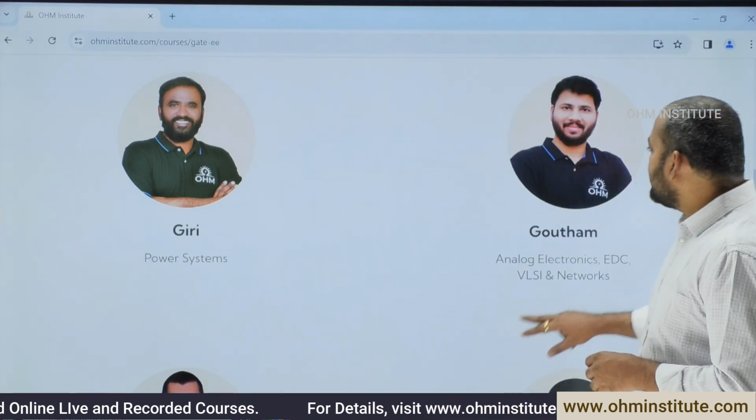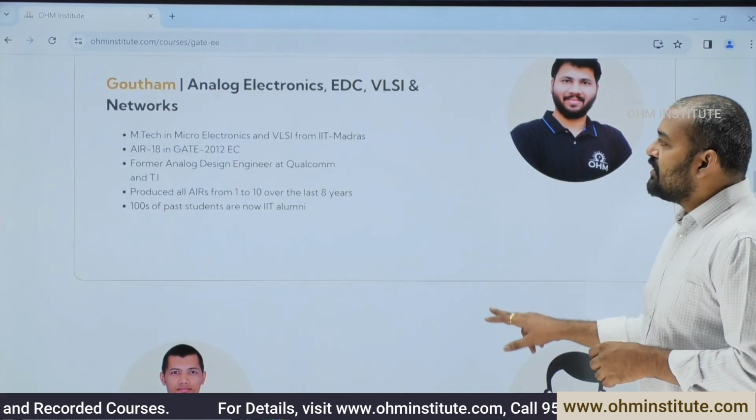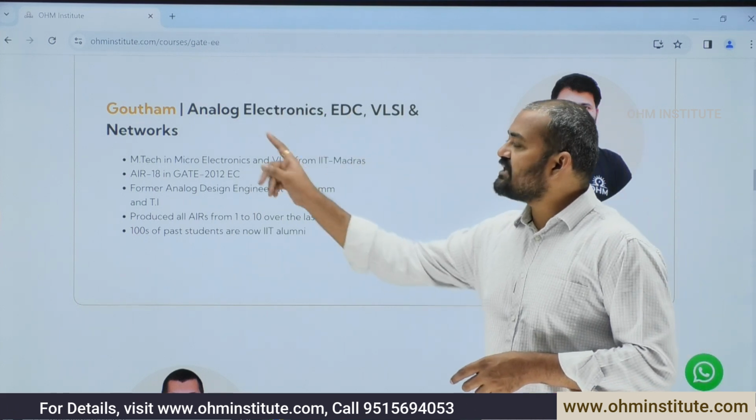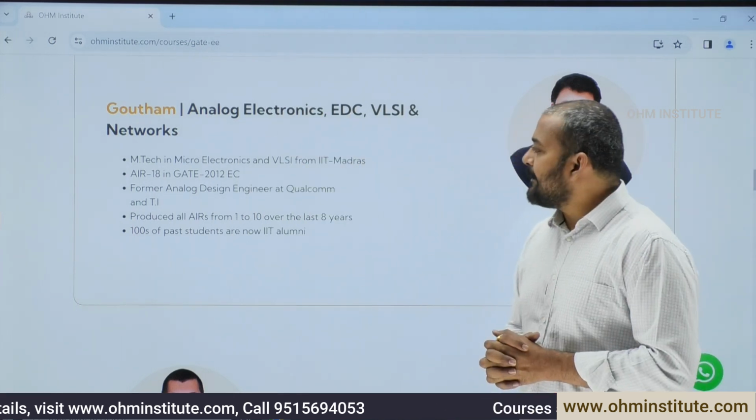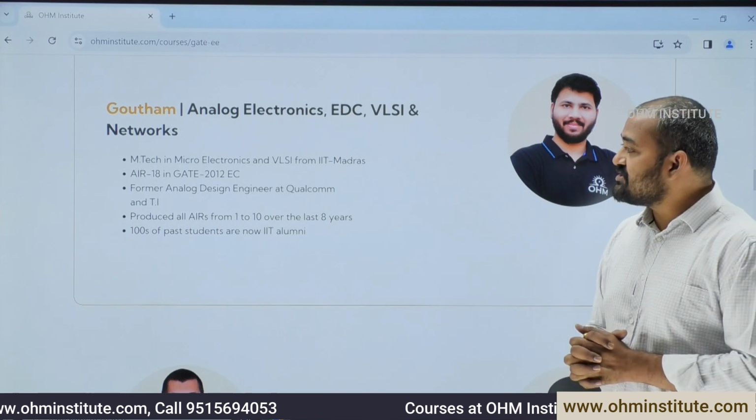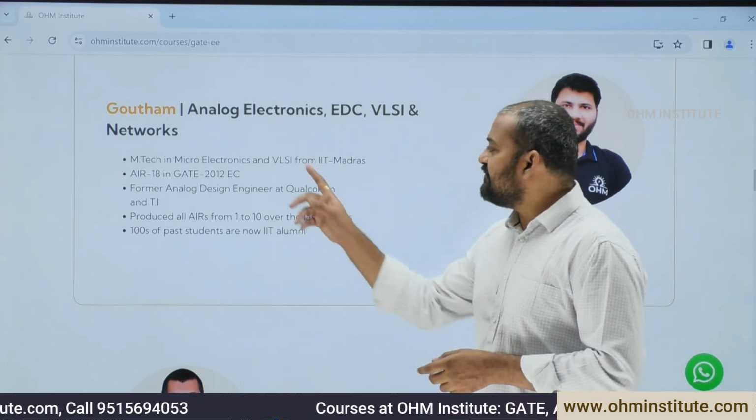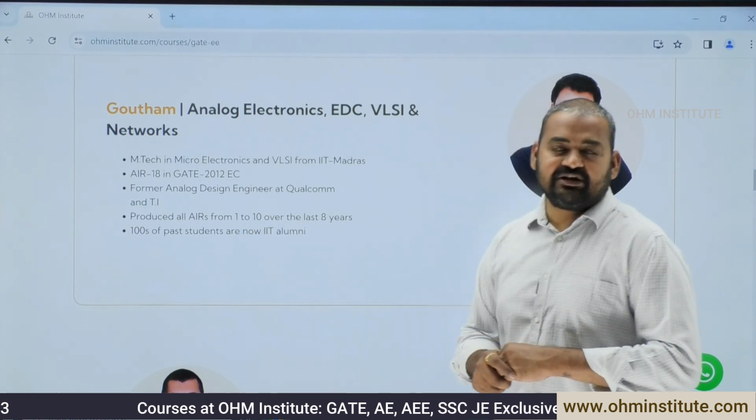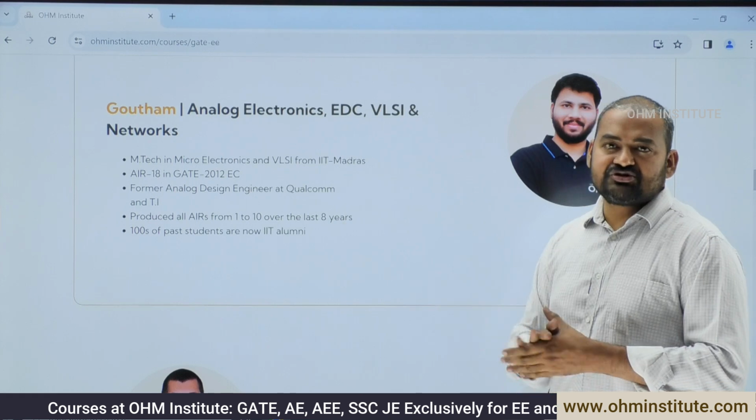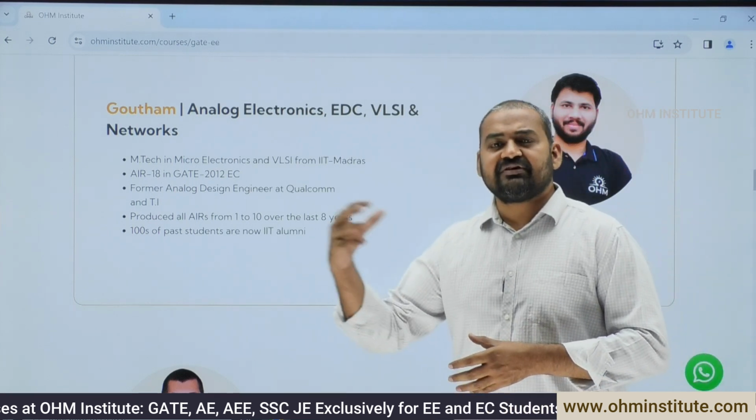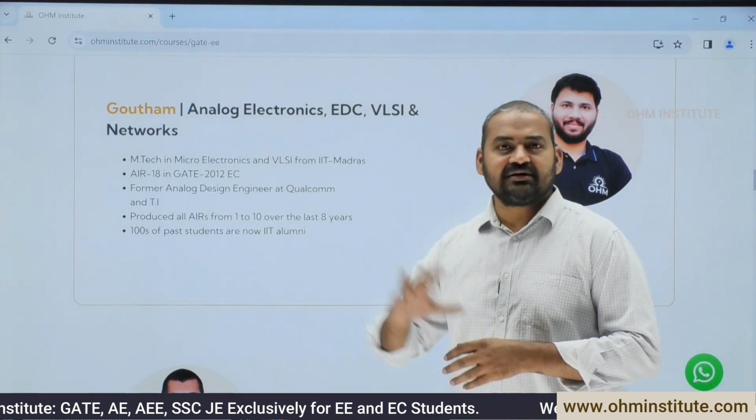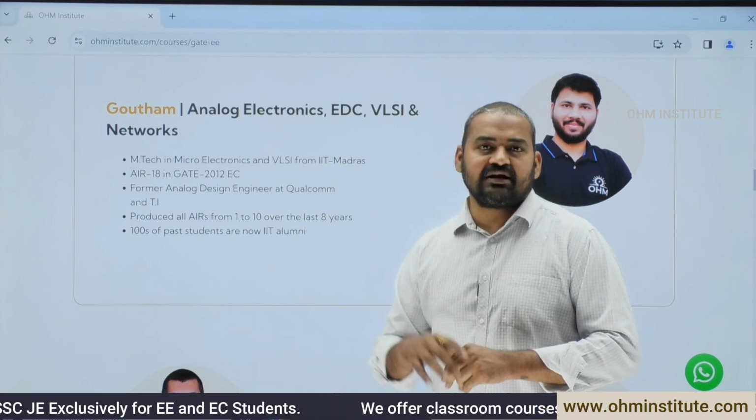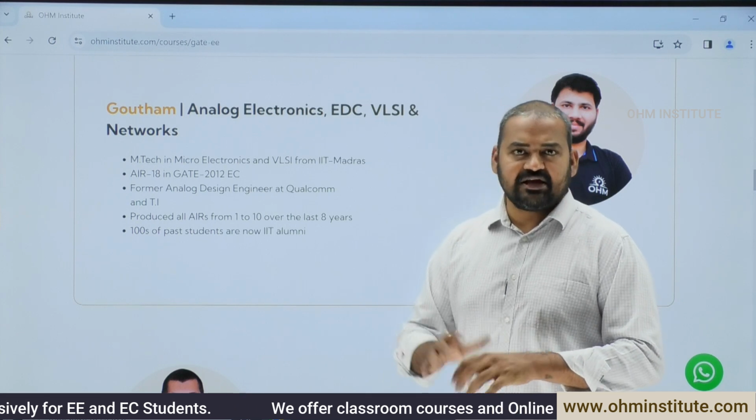Okay, and then we have Mr. Gautam sir. Gautam sir will teach analog electronics, EDC, VLSI, and networks at our institute. Okay, sir completed his master's degree in microelectronics and VLSI from IIT Madras, and he is having more than 10 years of teaching experience and trained many students who secured All India first rank, All India second rank, third rank, etc. And he is a very well-known faculty for analog electronics, electrical circuits, EDC, and VLSI across India.